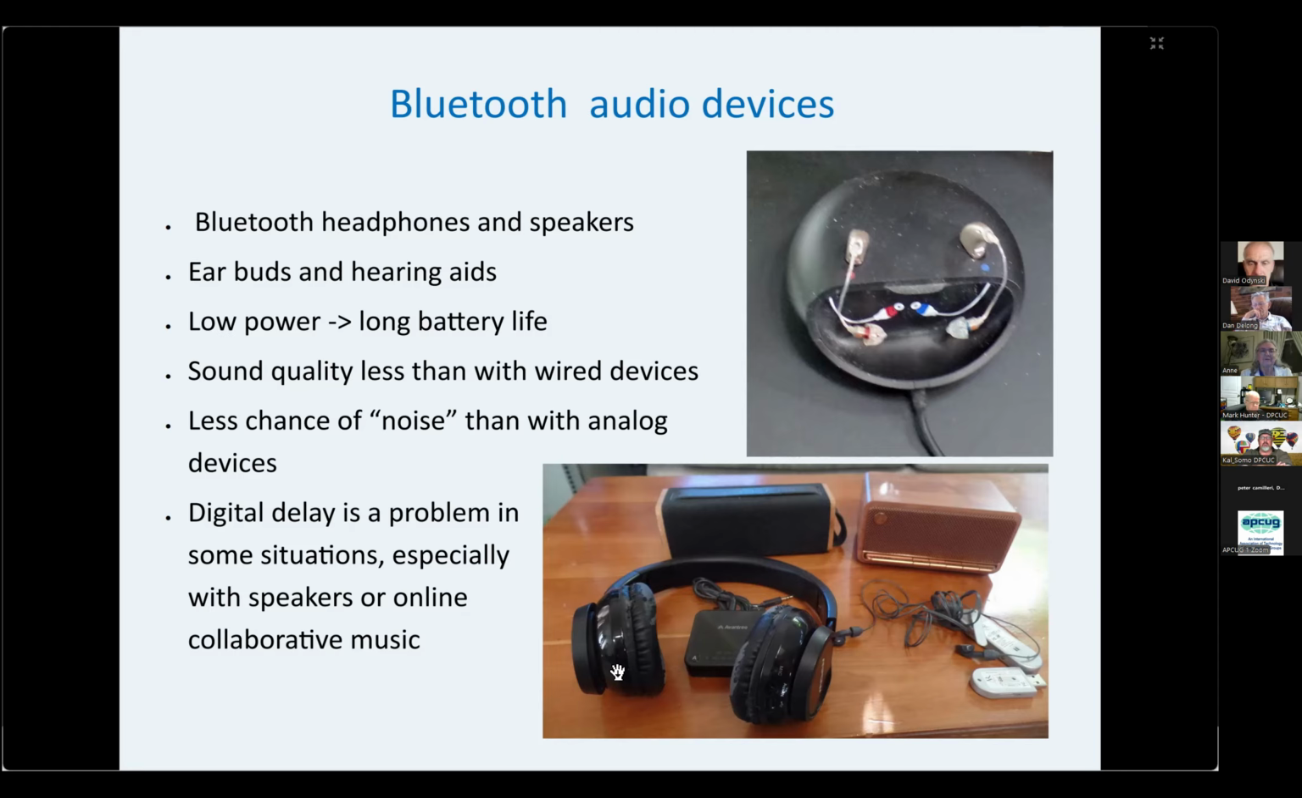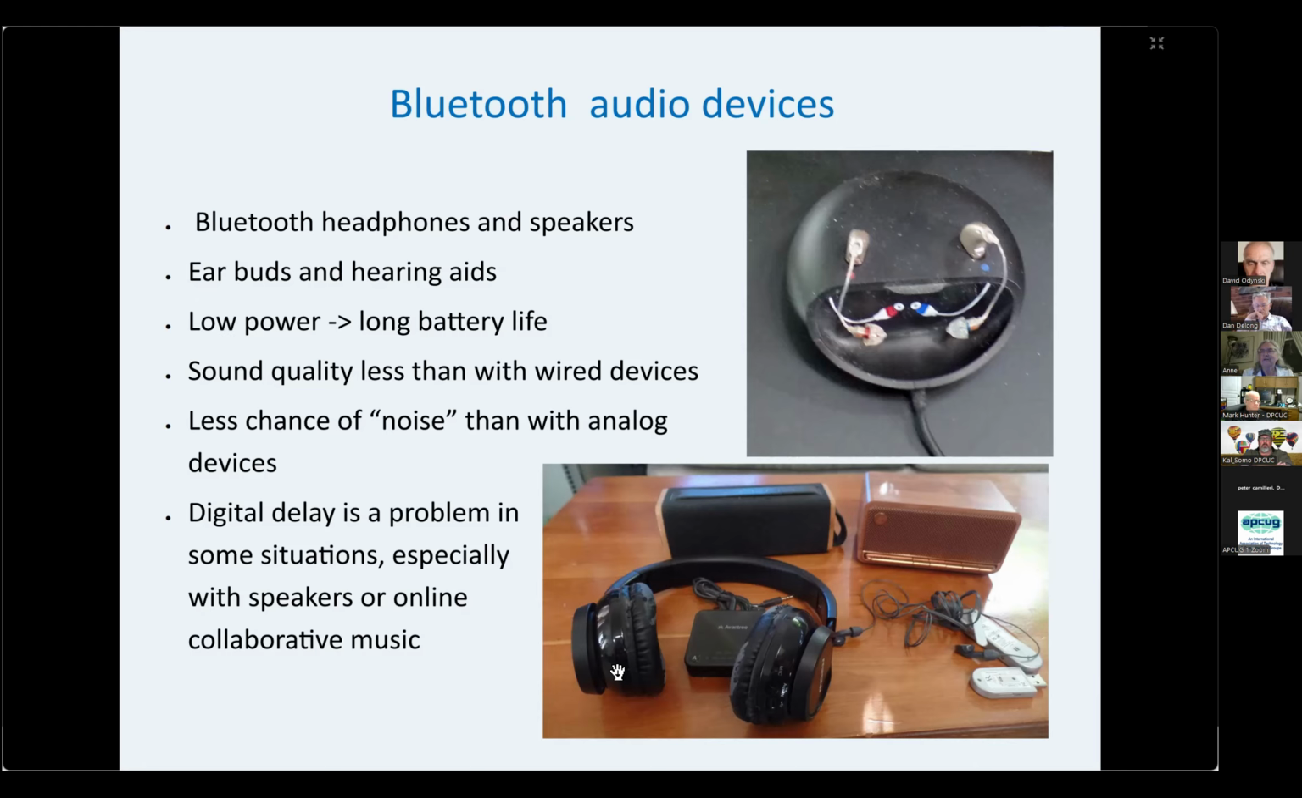So, because Bluetooth is low power, you could get a lot of long battery life out of your Bluetooth devices. But the sound quality is less than with wired devices. Although there's less chance of noise, like the 60 hertz hum from your electrical system, or if your refrigerator is running, that sort of thing. But there's a problem with digital delay with these that you don't get with the analog devices.